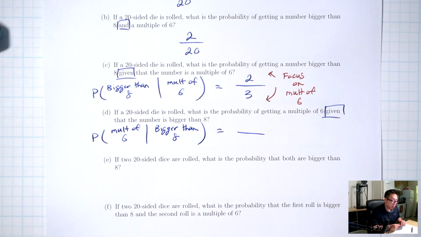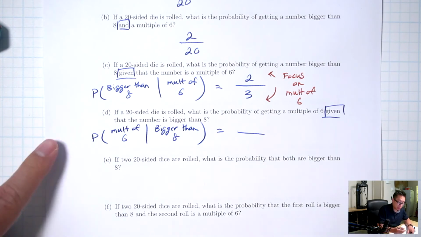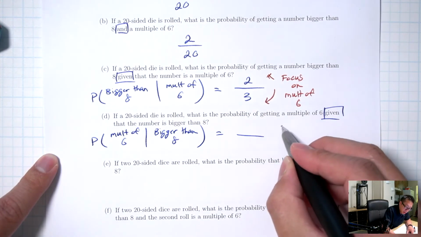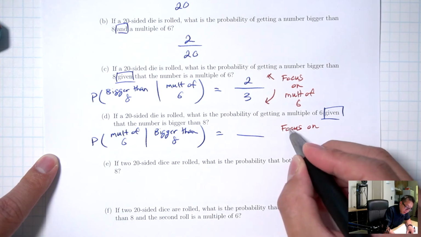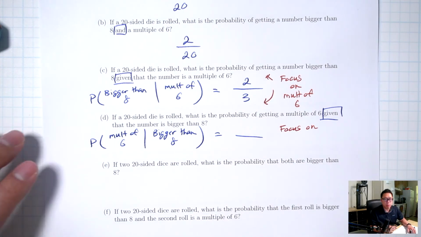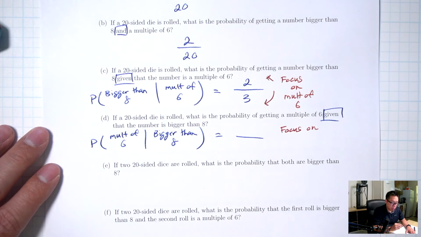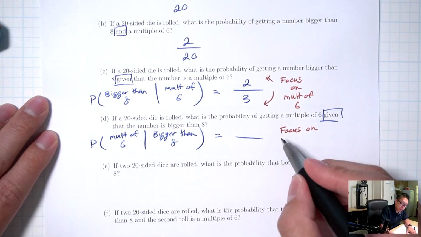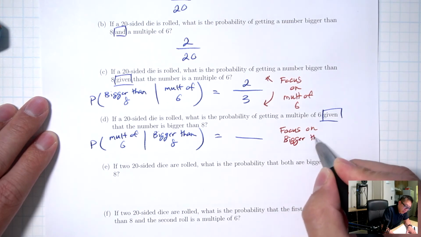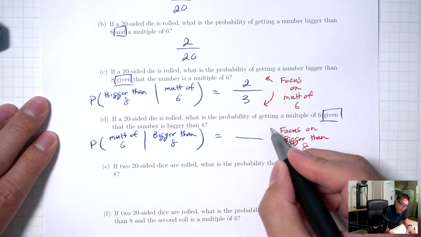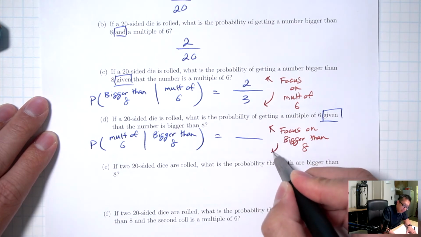Because it's conditional probability, I should be focusing on some numbers. What should I focus on? You should be focusing on the given part, which is the second part. The numbers are bigger than 8, for the top and the bottom.